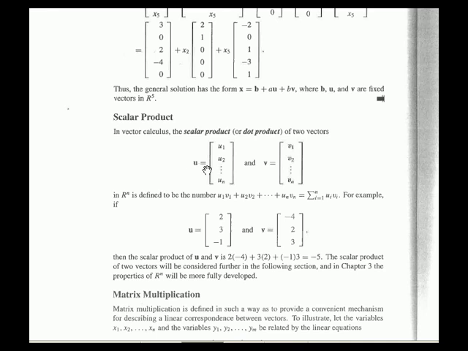Okay, you can take the dot product of two vectors. We'll talk about that more in chapter 2, but that's the scalar product or dot product of two vectors. It's just a number: u dotted with v is u1 v1 plus u2 v2, etc. up through un vn. So the dot product of u and v would be 2 times minus 4, which is minus 8, plus 3 times 2, which is 6, plus minus 1 times 3, which is minus 3. Add that up and you get minus 5.